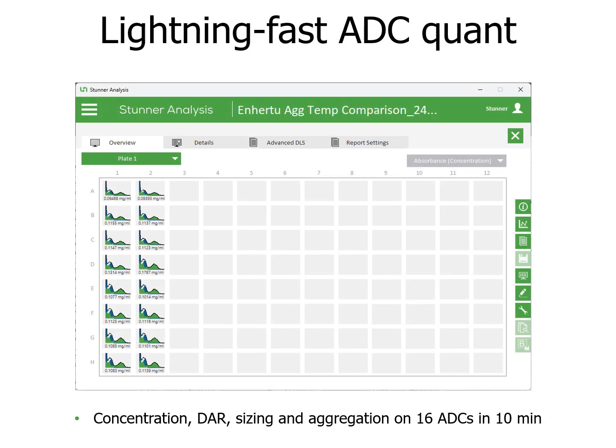So this kind of analysis is something that happens incredibly quickly on Stunner, as it's indeed the only plate-based system built for biologics to get UV-Vis and sizing information at the same time, incredibly rapidly. So here we're looking at an ADC, where we've gathered DAR information, sizing, and aggregation on 16 samples in only 10 minutes.